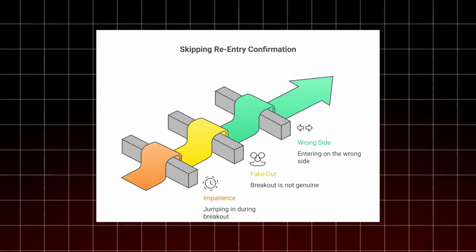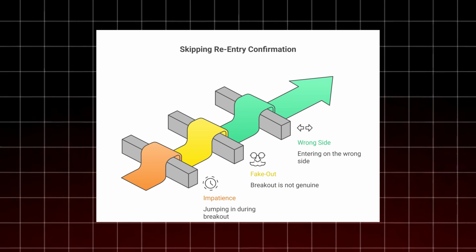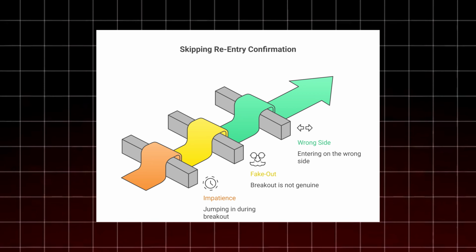That brings us to mistake number 4. Mistake number 4 is you're skipping the re-entry confirmation. So let's say you did everything right. Correct time zone, waited for the candle to close, got a clean breakout outside the range, and then you just enter the trade right there. That's not the setup.